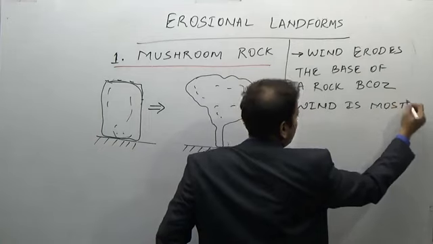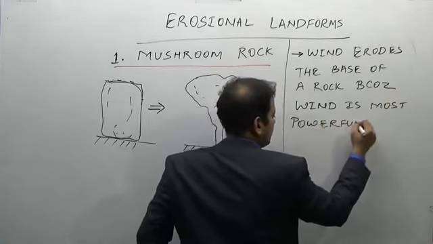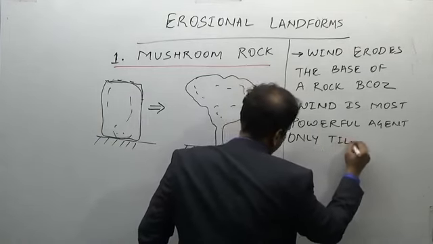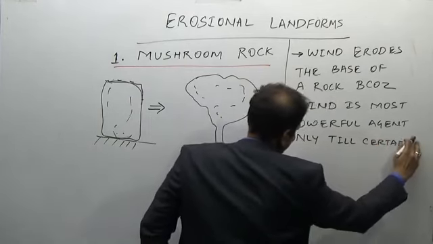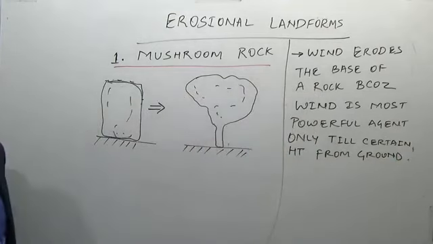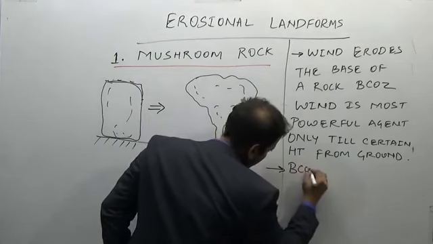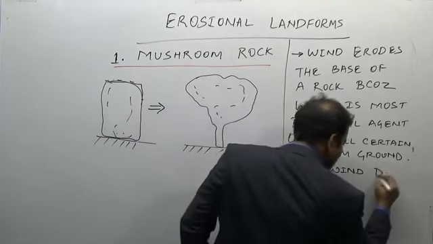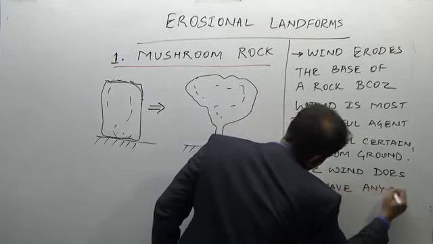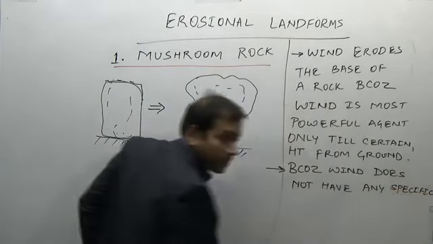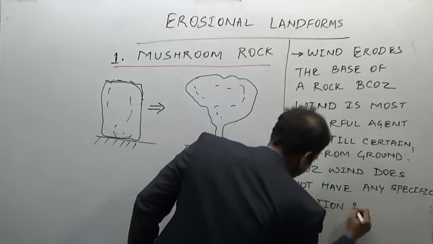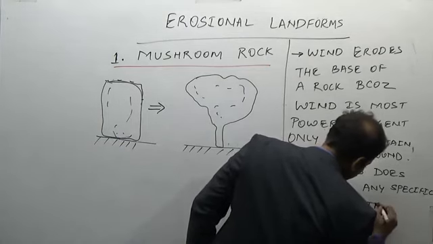wind is the most powerful agent only till a certain height from the ground. And the second is because the wind does not have any specific direction. Therefore, the base of a rock is eroded from all sides.